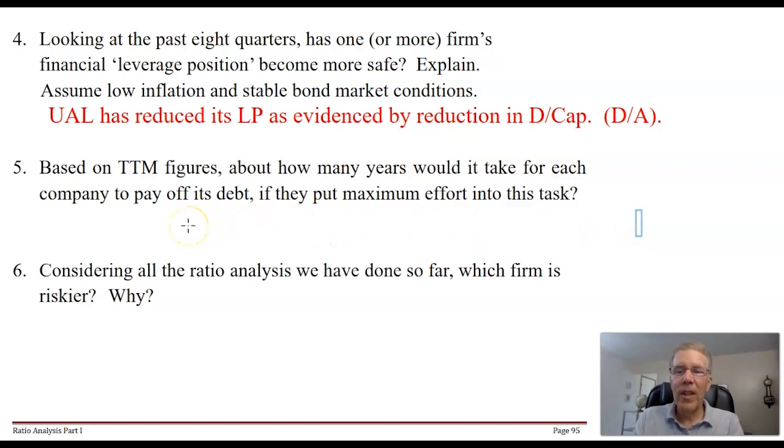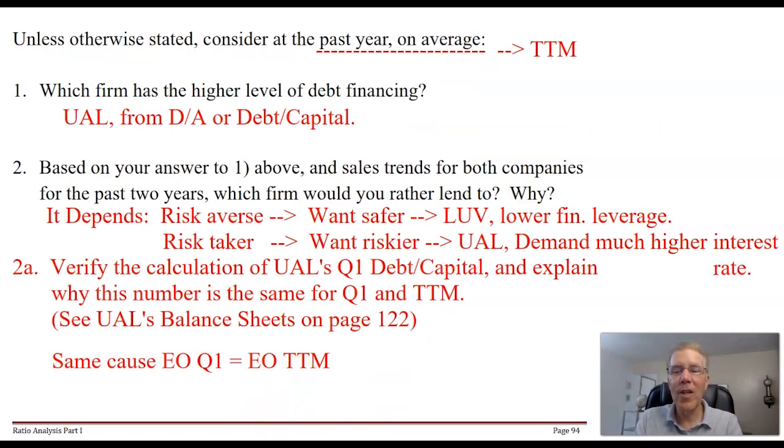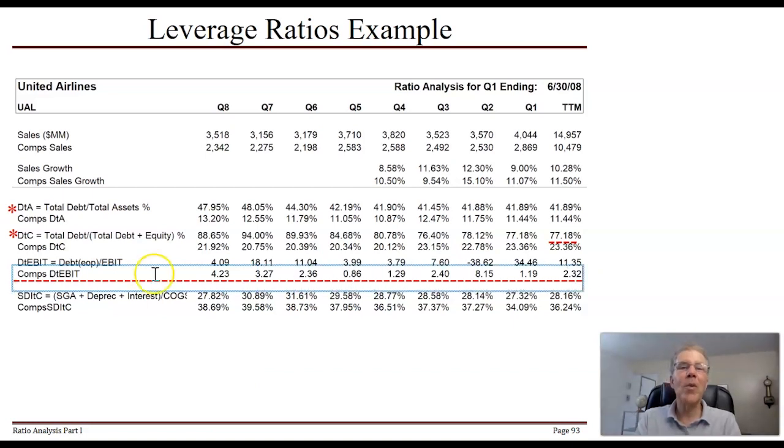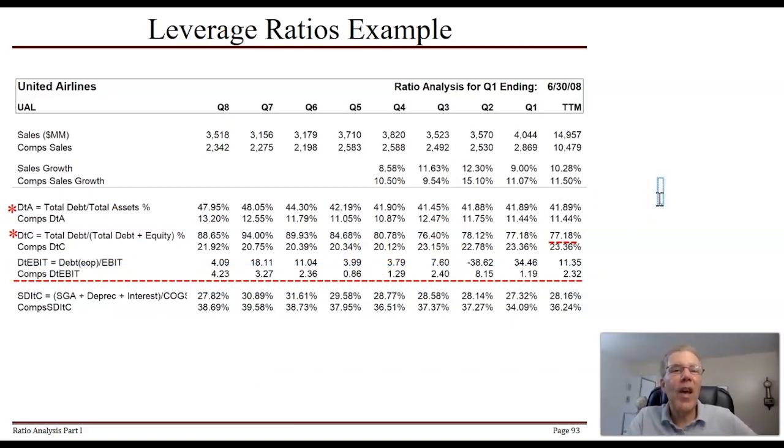All right. Based on TTM figures, about how many years would it take for each company to pay off its debt if they could put maximum effort into this task? Okay, there's only one possible ratio that could help us with that, and that's the debt to EBIT ratio, which is measured in years. And remember, that's telling us how many years it would take for a company to pay down its debt if they could throw all of their EBIT, all of their earnings before interest and tax, at that. So we're looking at last year on average. That means TTM.